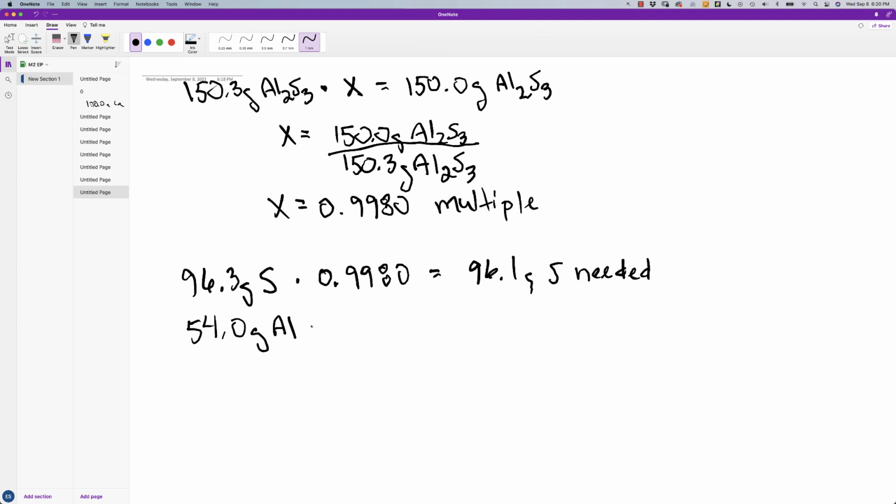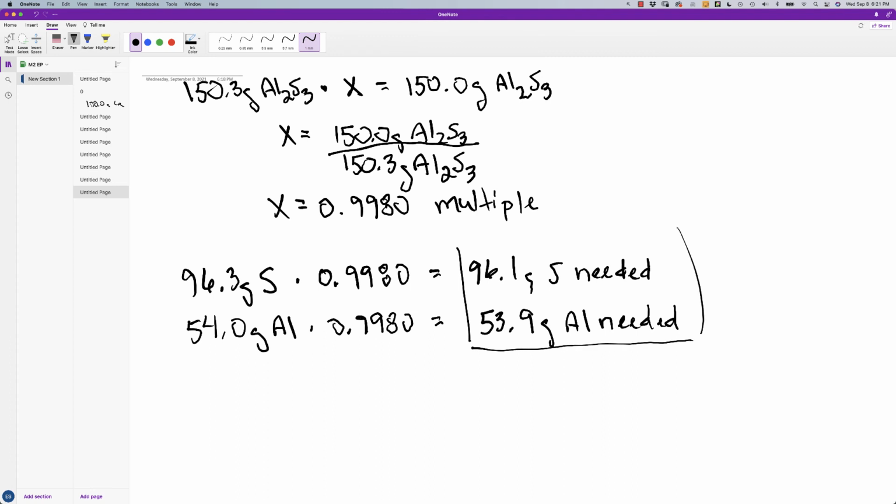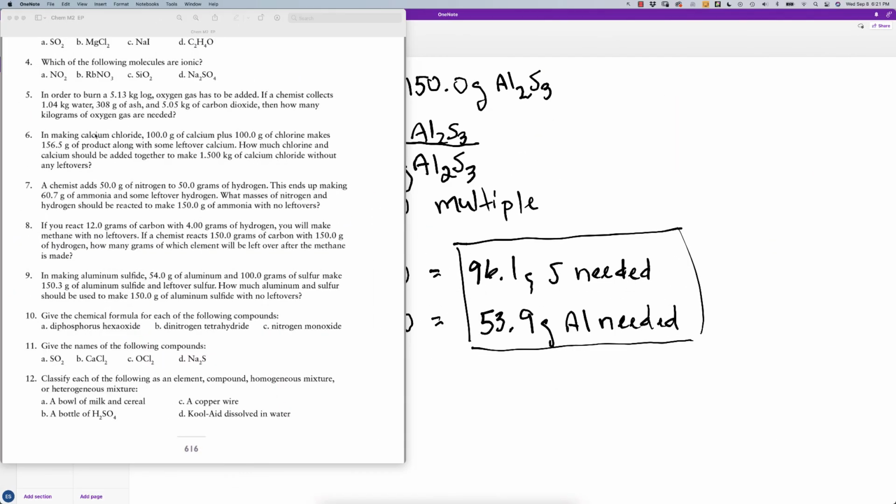And this one times our multiple comes up with 53.9 grams of aluminum needed. Okay, and there are our same values we got using the ratio. Same thing whether you do the multiple or the ratio. All right, I think we've looked at the rest of the problems in class.